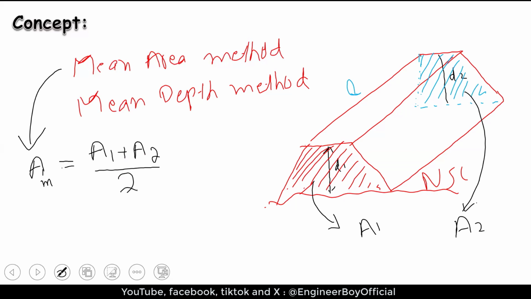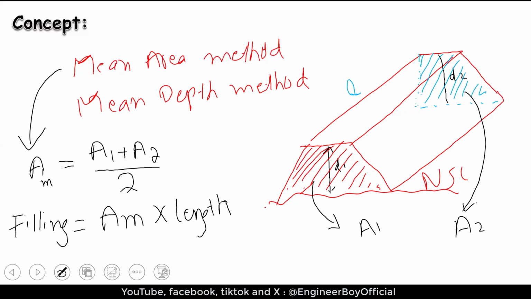Once you have the mean area, of course we can calculate the earthwork. If this is filling, because this is an embankment, then the mean area times the length gives the earthwork, or filling. That's straightforward. So this is the basic concept for the mean area method.